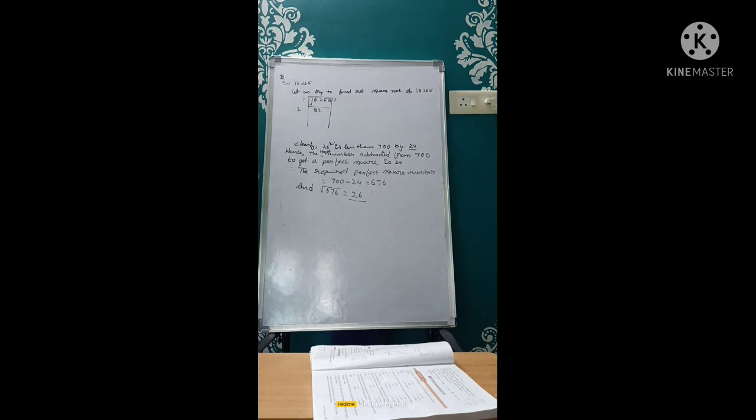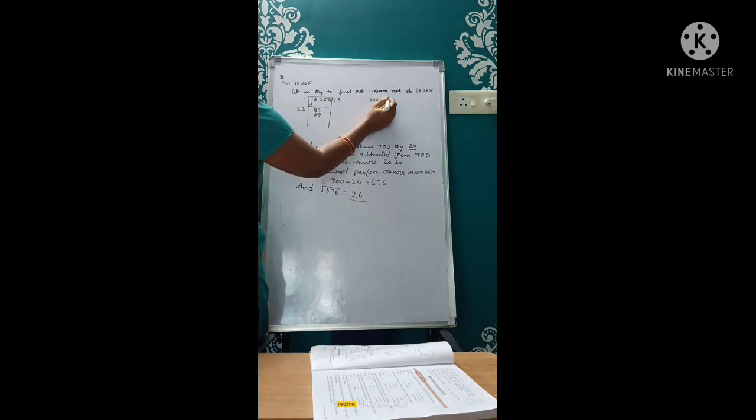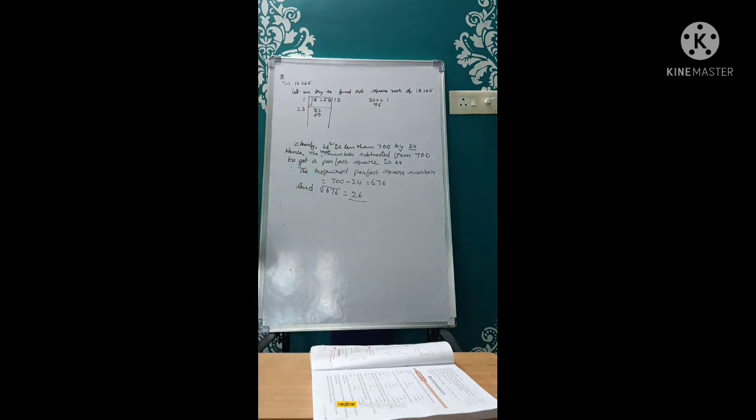Next, try 3 times: 3 3s are 9, 3 2s are 6. Then 24 into 4: 4 4s are 16, 4 2s are 8 plus 1, 96, which is greater than 82, so it is not possible. So subtract: we get 12 minus 9, 3, and 7 minus 6, 1. Bring down the next group, 1365. Now double the 13, which is 26.